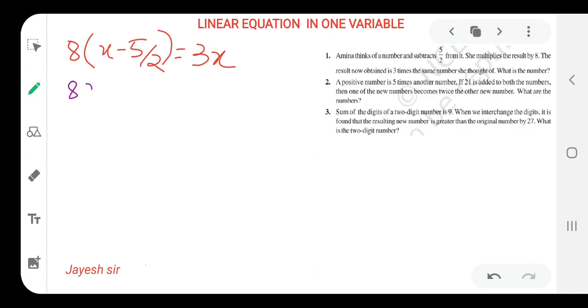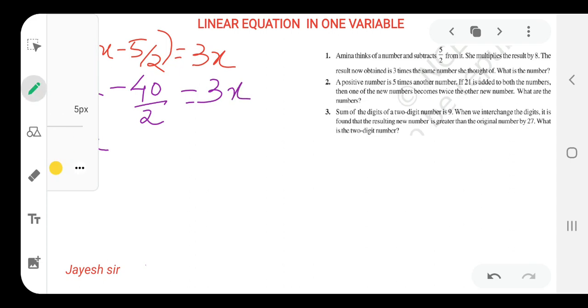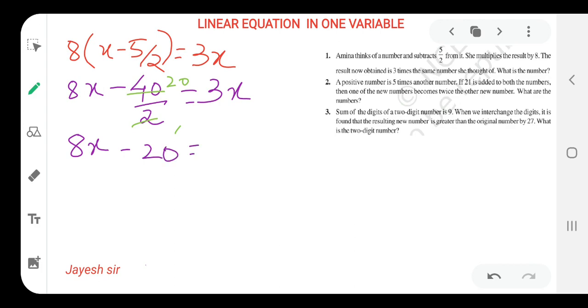So it will become 8x and 8 into 5, that means 40 by 2 we can say, or we can cancel it and write it as 20. But let me write it out so that students won't face problem about how I have written 20 directly. So in my next step I will do that. I will cancel it, as 2 ones are 2, 2 twenties are 40. So what I will get, friends, is 8x minus 20 is equal to 3x.